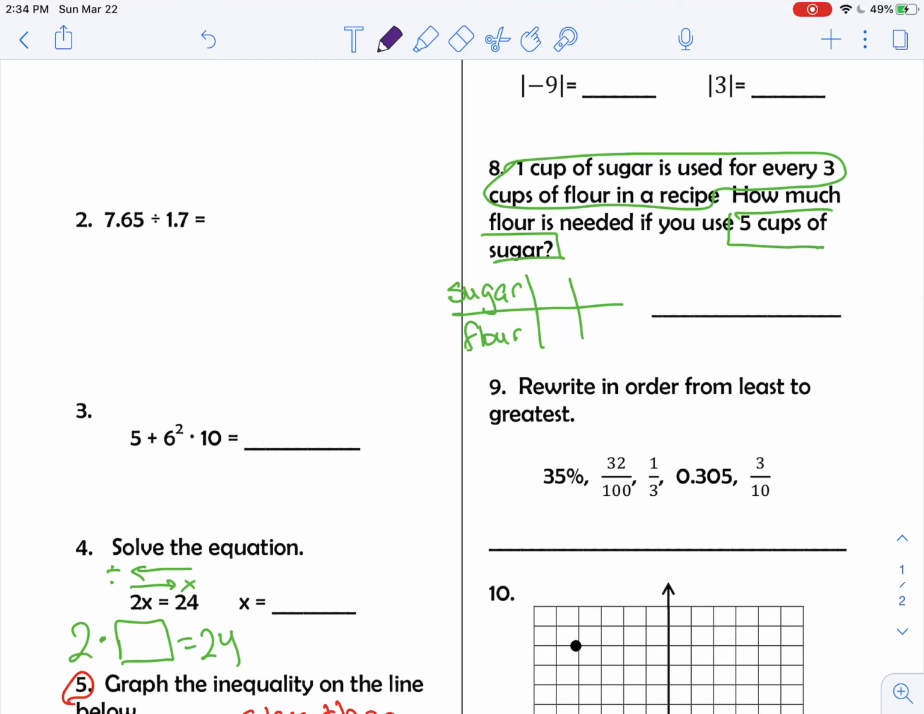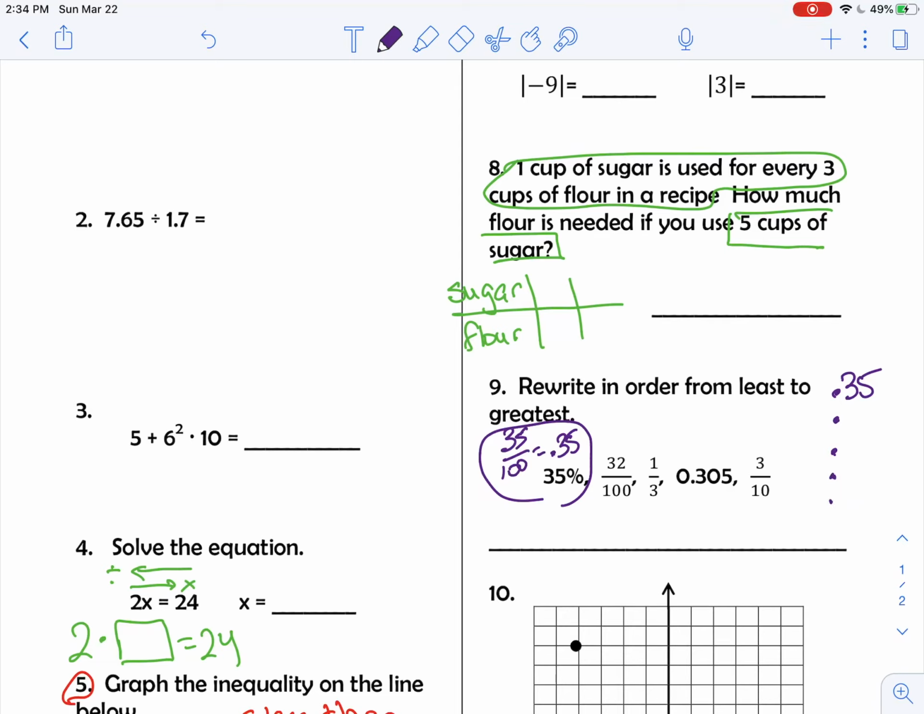Number 9, we've done a lot of these like number 9. Make sure that you first of all make them all into decimals and line them up over here so I can see what they're equal to. So 35%, percent means per 100. And so as a decimal, it's going to be 0.35. Continue all the way across. Make those all into decimals.